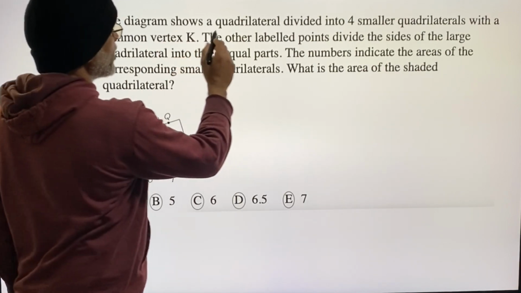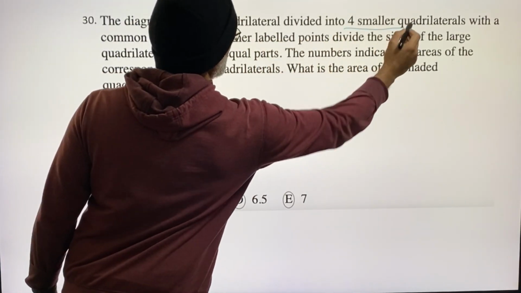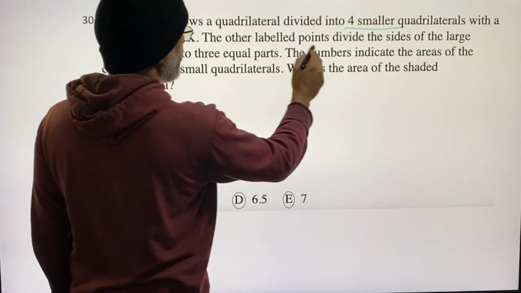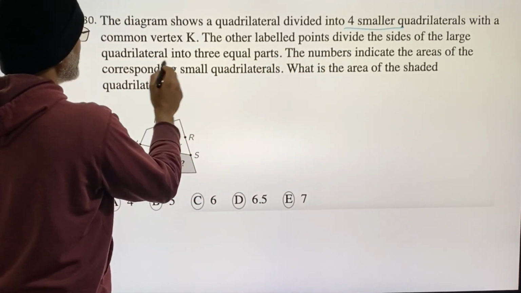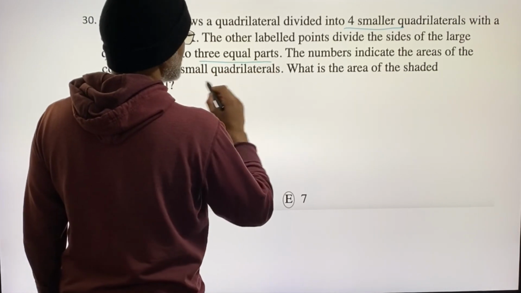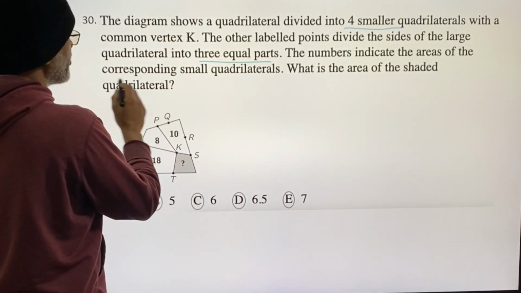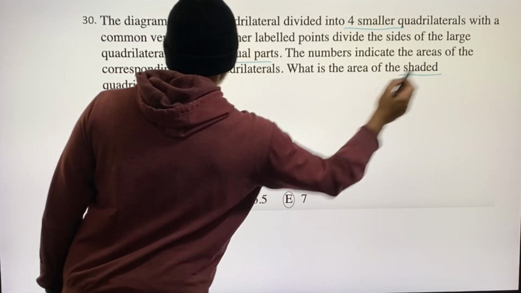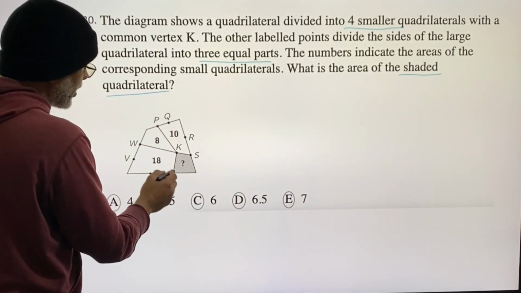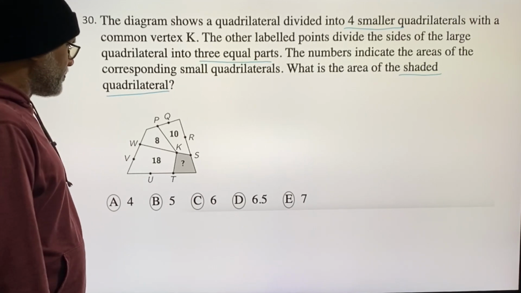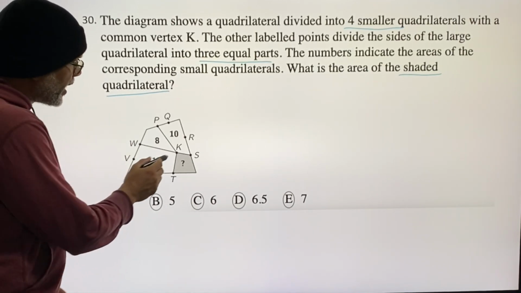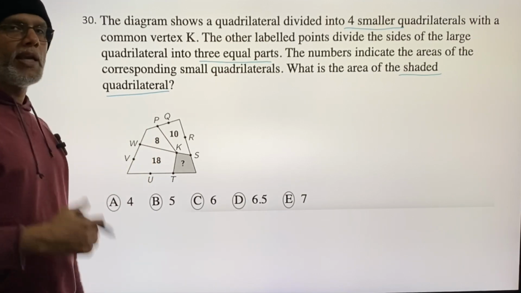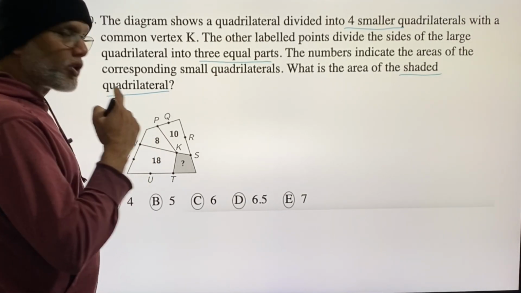The diagram shows a quadrilateral divided into 4 smaller quadrilaterals with common vertex K. The other level points divide the sides of the large quadrilateral into 3 equal parts. The numbers indicate the areas of the corresponding small quadrilaterals. What is the area of the shaded quadrilateral? Somehow the area of this quadrilateral should be related to the area of the other quadrilaterals. Now the question is how?